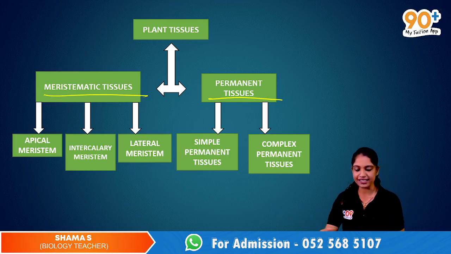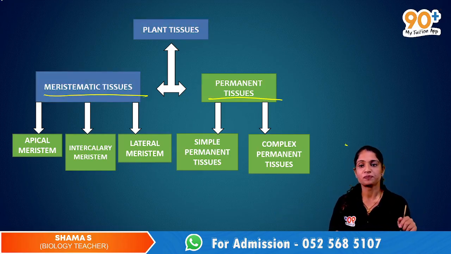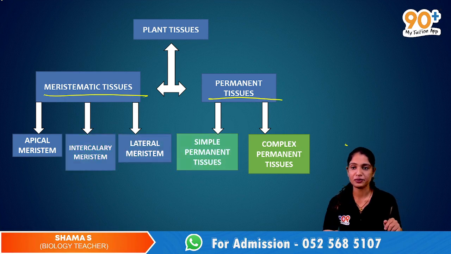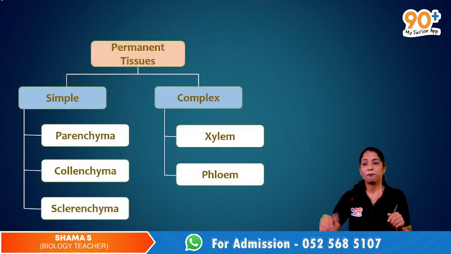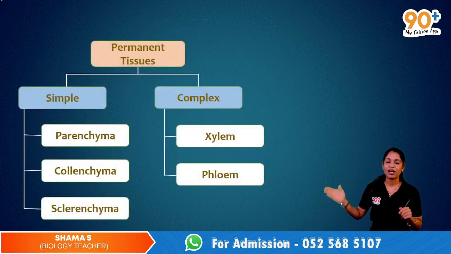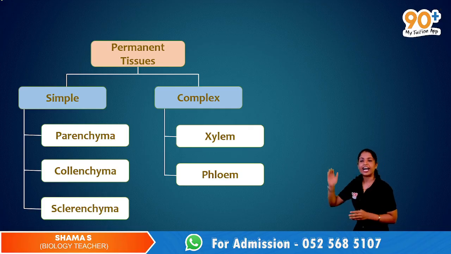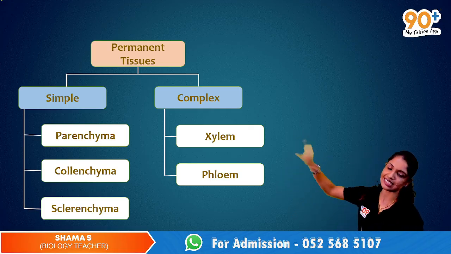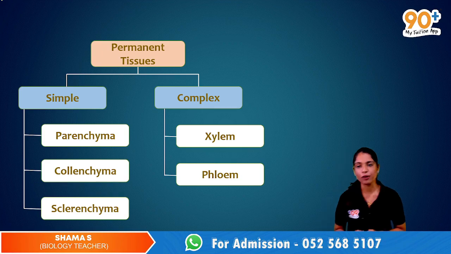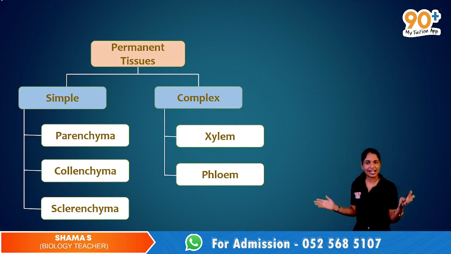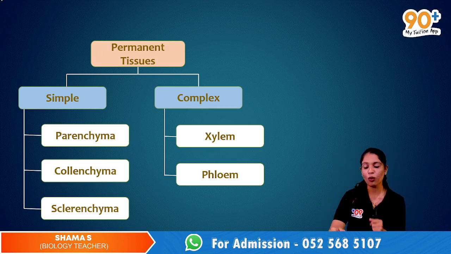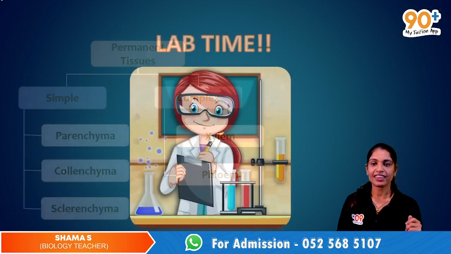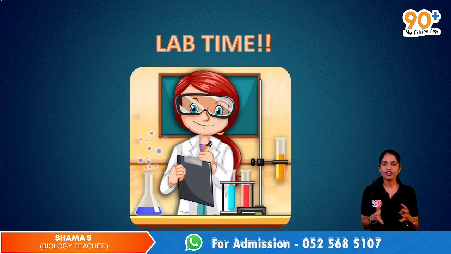Now again, under the simple permanent tissue we have parenchyma, collenchyma and sclerenchyma, and under the complex permanent tissue we have the vascular bundles, that is xylem and phloem. So this is the plant tissue. I hope it's clear. Now we'll see the cross section of a stem.